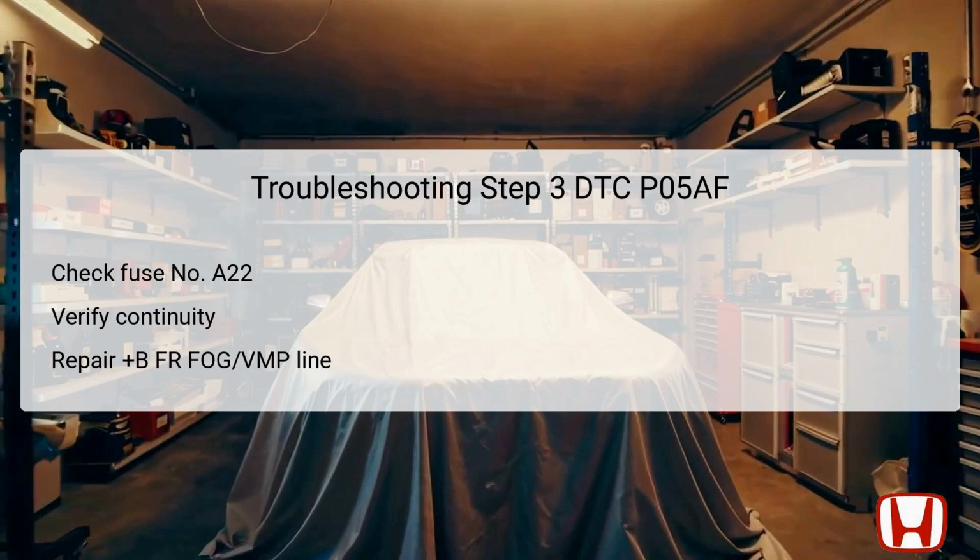Begin by inspecting fuse number A22 to confirm whether it is intact. A blown fuse could indicate an overload or short circuit somewhere along the power line. If the fuse is operational, continue to investigate the +B FR fog VMP wire for any signs of a short circuit between the fuse and the lower grille connection.